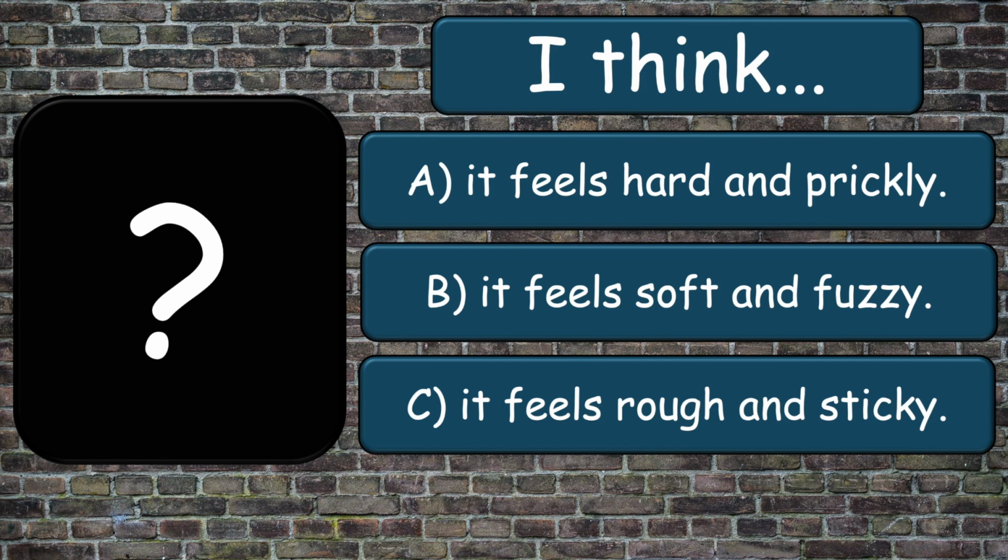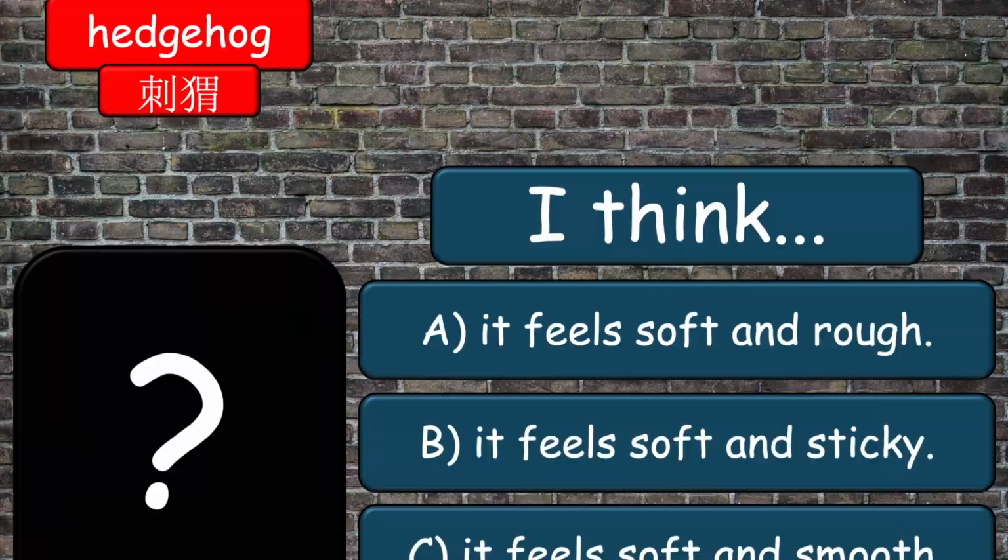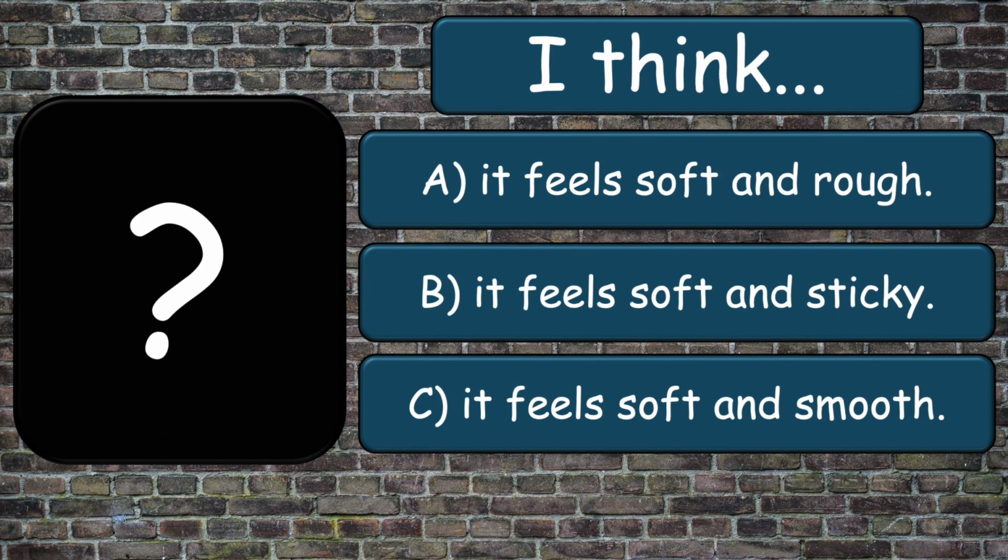So they all make their guesses, saying the full sentences. You write down what they guessed, A, B, or C, and then you reveal the answer. So the answer is hard and prickly. And they get to learn a new word here, hedgehog. The students don't know the word hedgehog, but now they can see it there, and I have the translation, and they get to learn a new interesting word. They'll write it in their notebook. Same thing here, the exact same thing.